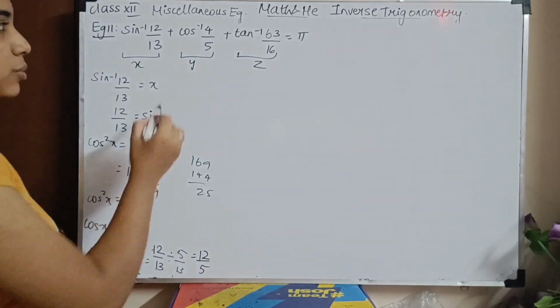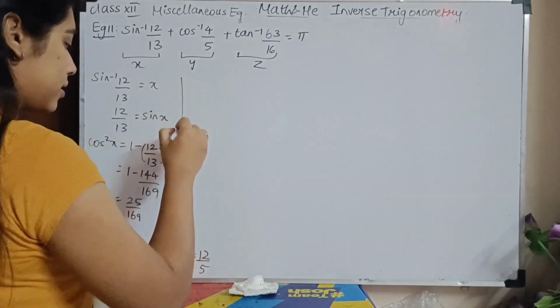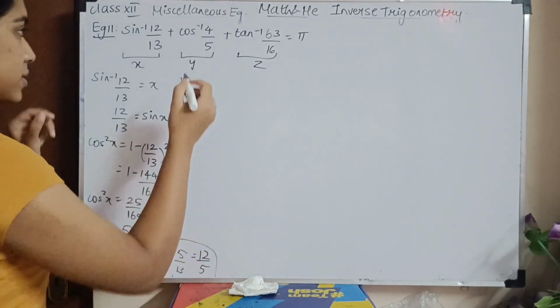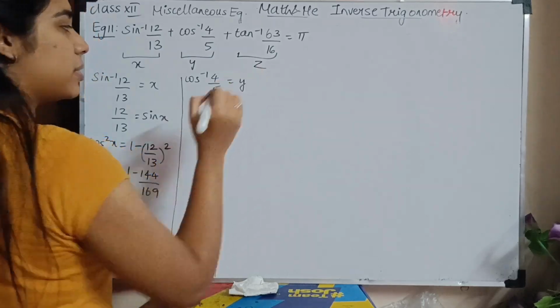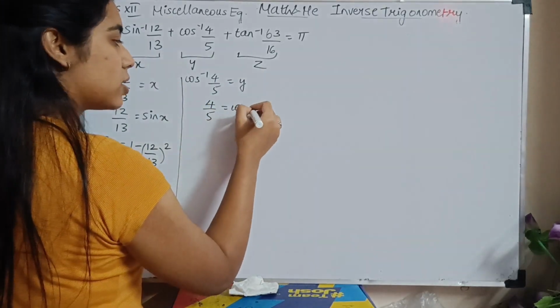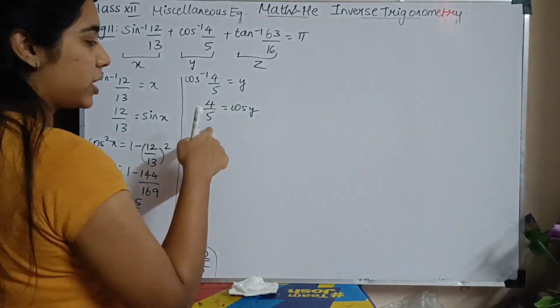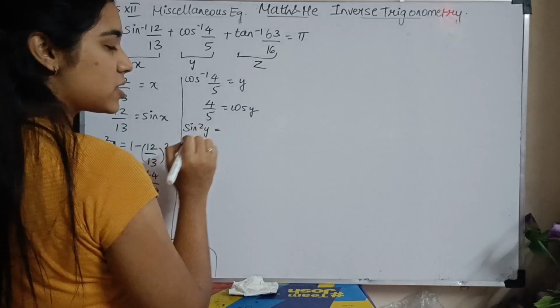But I found the value of tan x, but what about tan y, correct? So, I will erase this. So, I have cos inverse of 4 divided by 5 is going to be my y. Taking cos on both sides, I have 4 by 5 equals cos y. But if I know sin y, I can find tan y. So, what is my sin y? Sin square y is 1 minus cos square y, correct?